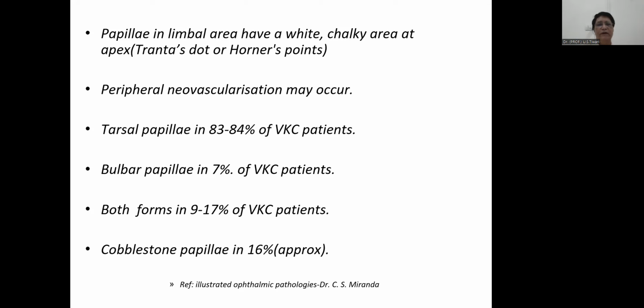Tarsal papillae are seen in 83 to 84% of vernal keratoconjunctivitis patients. Bulbar papillae are relatively uncommon, seen in 70%. Both forms are seen in 9 to 17% of VKC patients, while cobblestone papillae are seen in about 16%. So it can be a palpebral variety, a bulbar variety, a mixed variety, and there can be cobblestone papillae in some of the cases.